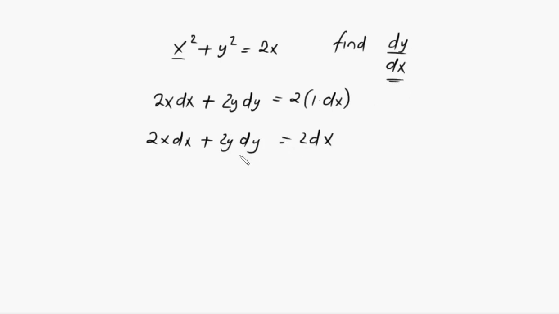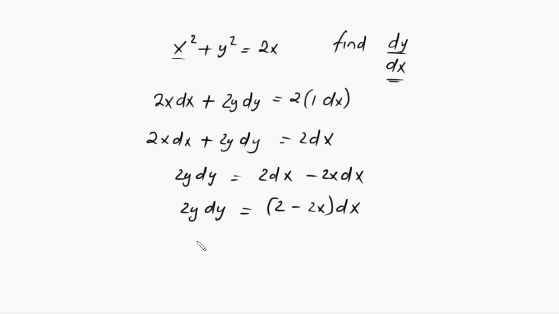But I'm looking for dy dx. So this is what I'm going to do. I'm going to make dy dx the subject. This is going to be 2 dx minus 2x dx. So this is just going to be 2y dy is equal to 2 minus 2x, this is just dx. So now divide by dx here and by dx here. I'm just going to get that 2y dy dx is just equal to this, dx and dx, they go. So I just remain with 2 minus 2x.